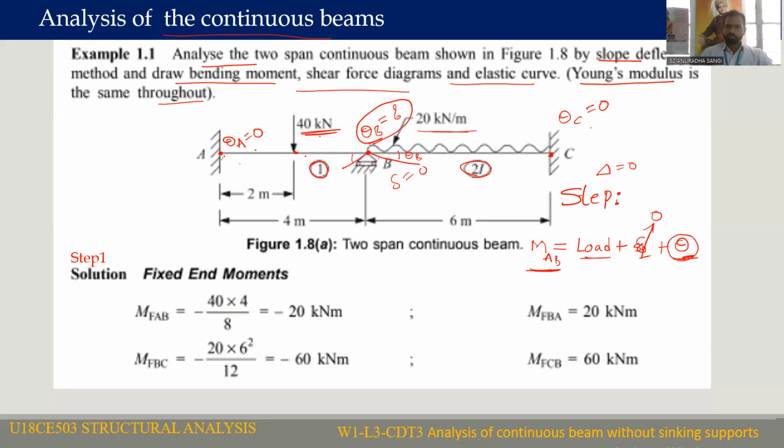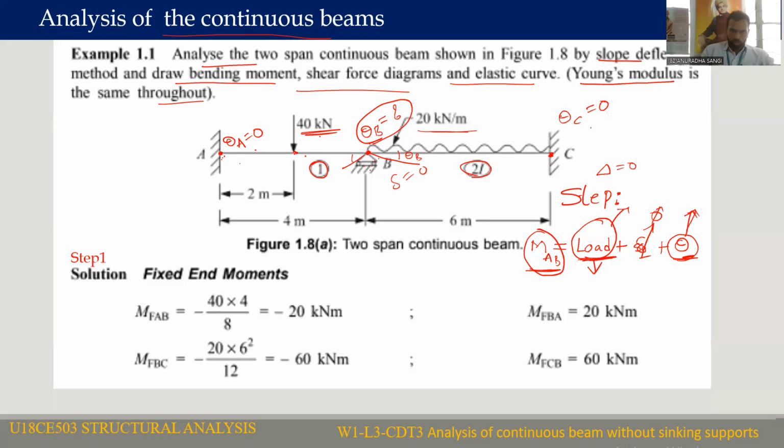Now we have to calculate this theta B. For the calculation of theta B, we have to use equilibrium equations, compatibility conditions. Step one: first I want to calculate the moment due to loading. As I told you, the final end moment will be equal to the moment due to loading, due to settlement of support, and due to rotation. So first I want to calculate the fixed end moment due to loading.